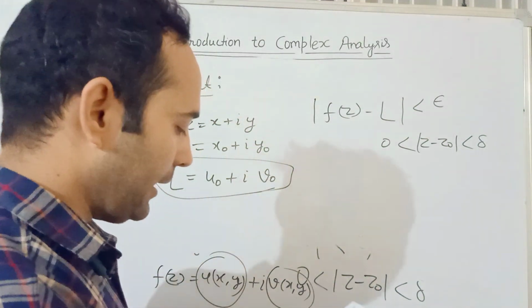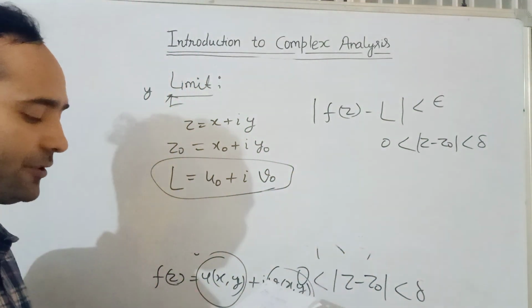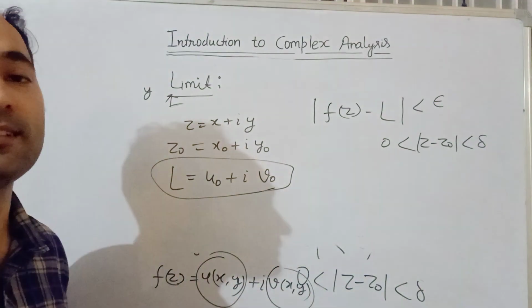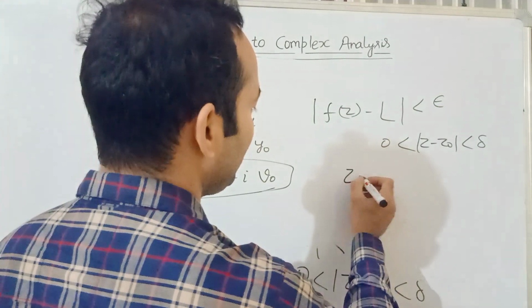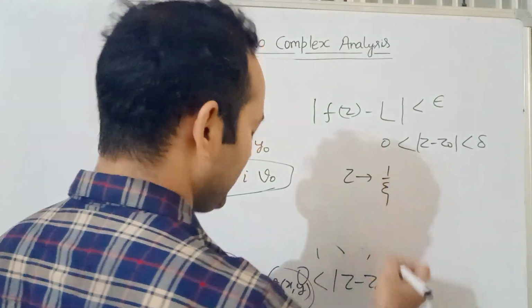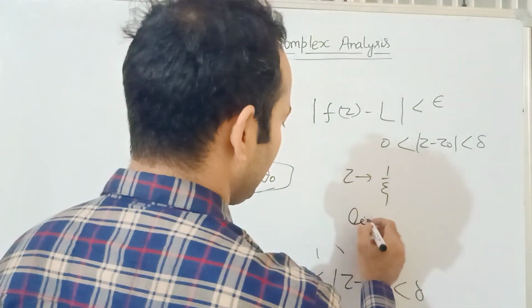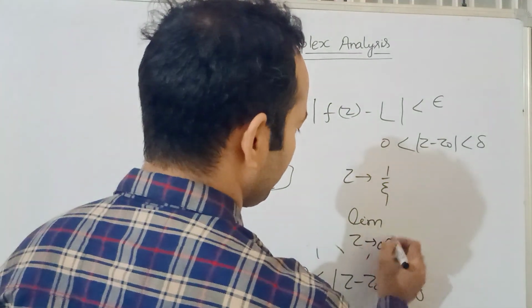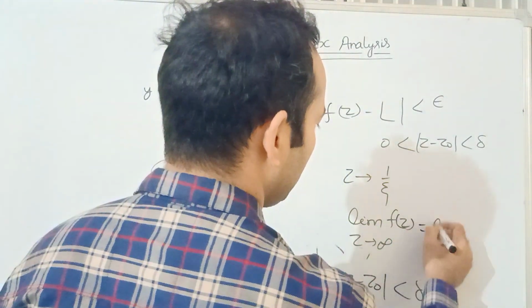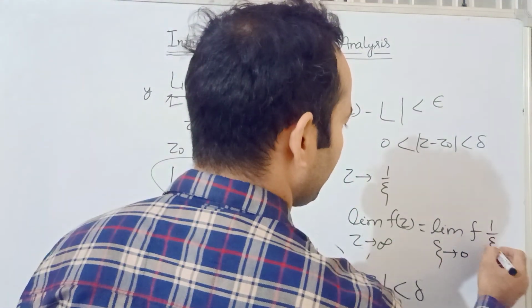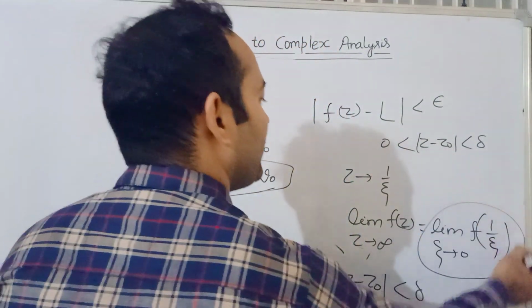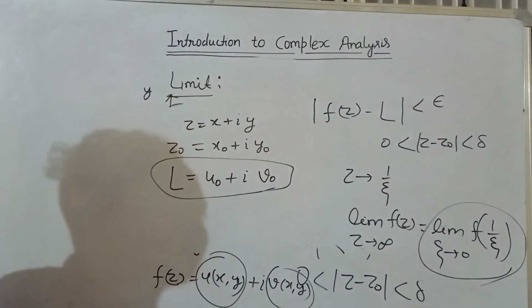And what is the limit at z equal to infinity? If somebody says find the limit at z equal to infinity, what will you do? Replace z by 1 upon zeta, and the limit as z tends to infinity of f(z) is equal to the limit as zeta tends to 0 of f(1/zeta). You have to find the limit of that. I hope you can see that.